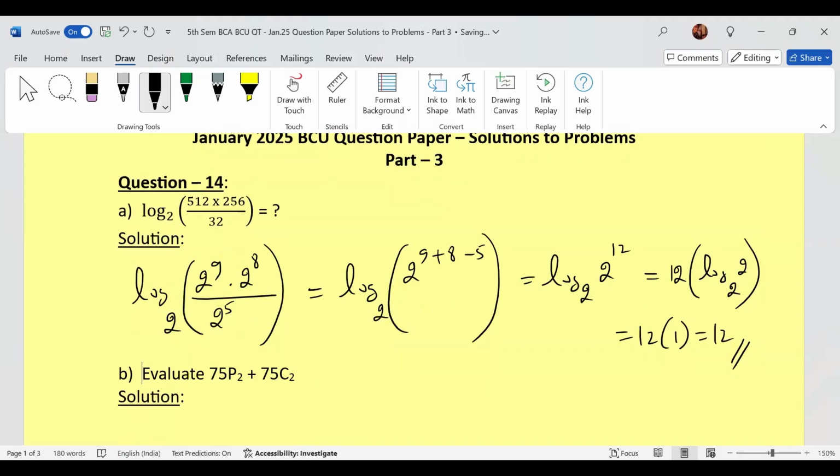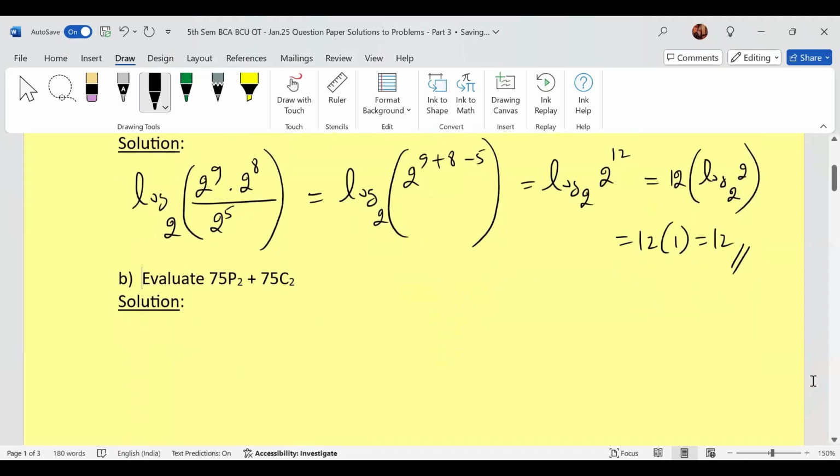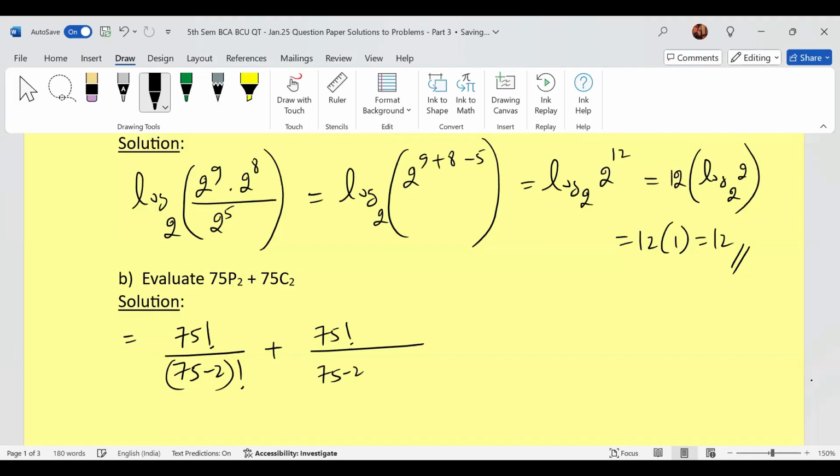Evaluate 75P2 plus 75C2. 75P2 can be expanded as 75 factorial divided by 75 minus 2 factorial, plus 75C2 can be written as 75 factorial divided by 75 minus 2 factorial into 2 factorial. So we can further simplify this as 75 factorial divided by 73 factorial plus 75 factorial divided by 73 factorial into 2 factorial, which is nothing but 2.